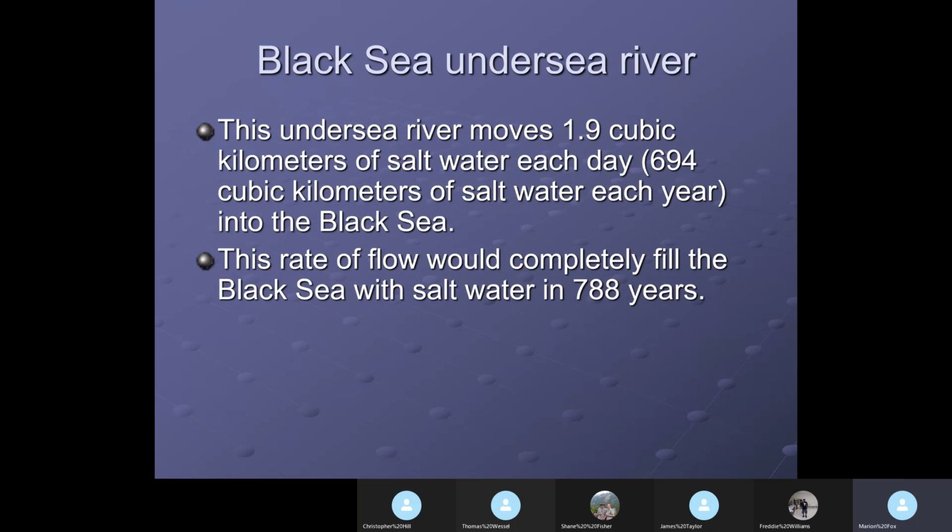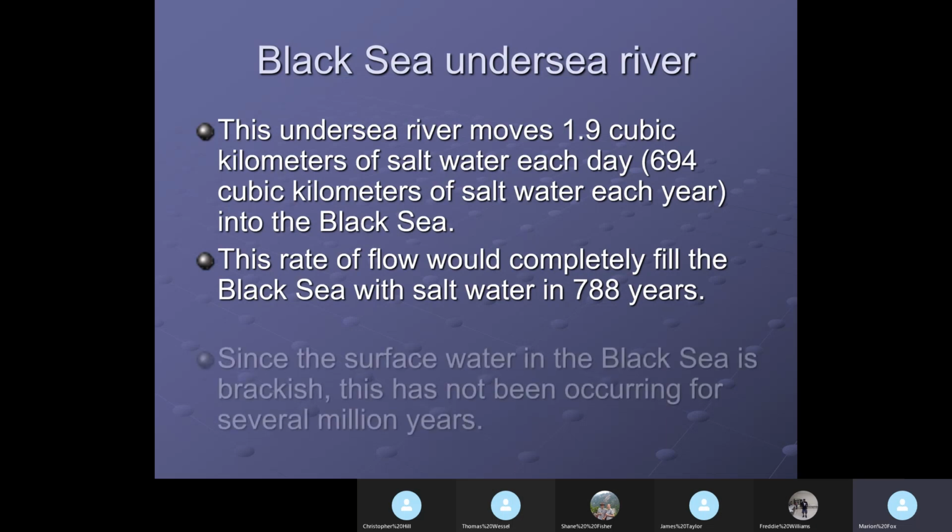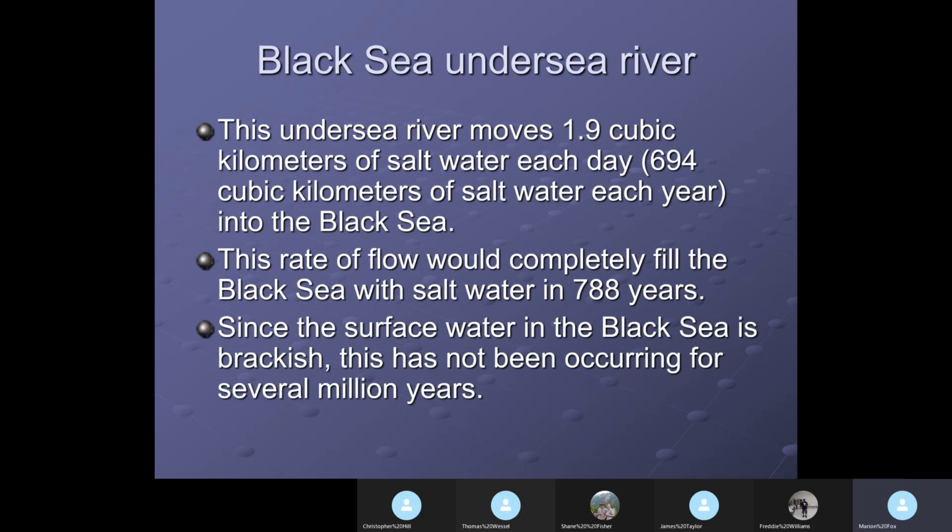How's that grab you? But it's not full of salt water. But in 788 years, it would fill the whole of the Black Sea with salt water. In other words, it would be just as salty as the Mediterranean Sea. But it's not. It's brackish. That's the problem. Not for me, but it's a problem for the atheist. Since the surface water of the Black Sea is brackish, it has not been occurring for several million years, not even for several thousand years. So we got a problem for the atheist, not for me. But my flood model will go along with this, no problem.